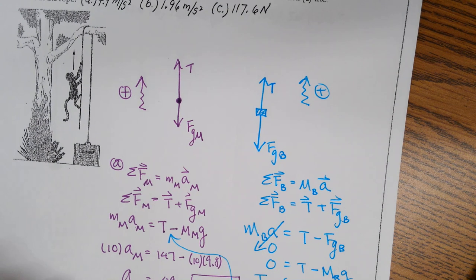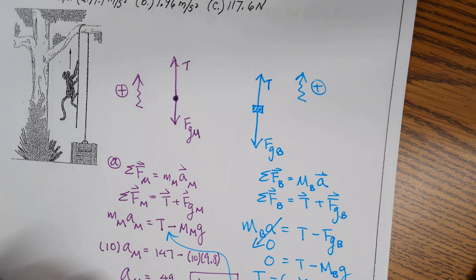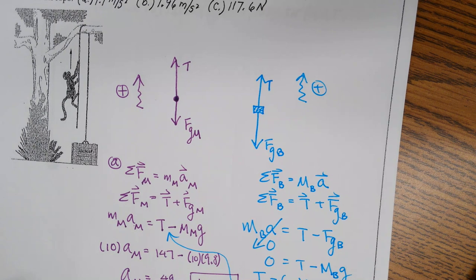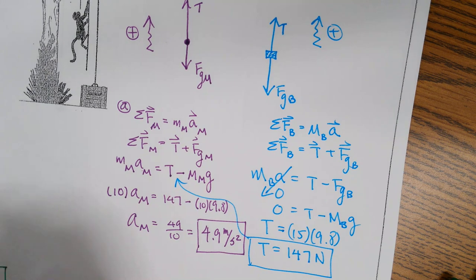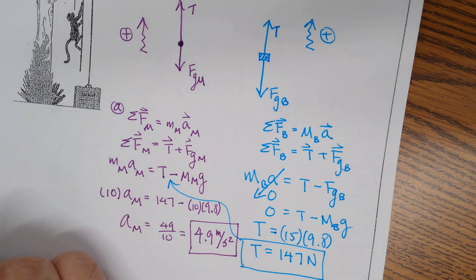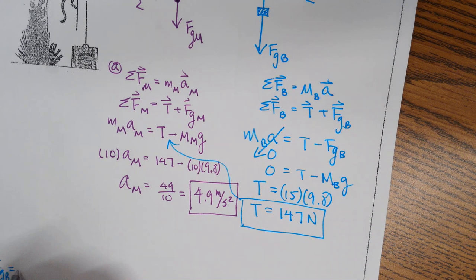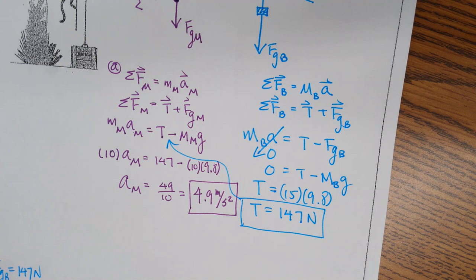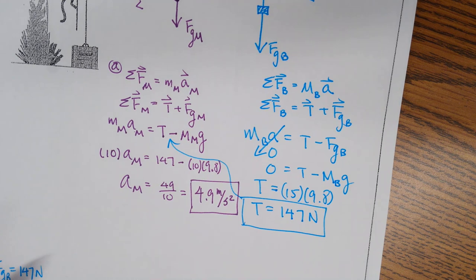Where here I have the monkey again, and I have a box. Now the tension is going to be the same. So here's the tension for the monkey, and here's the Fg of the monkey. Here I have tension, and I have Fg of the box. We already know Fg of the box, which is 147 newtons. We know the mass, and then we know this. This is 98 newtons. The mass of the monkey is 10, so 9.8. Let's look for the tension.